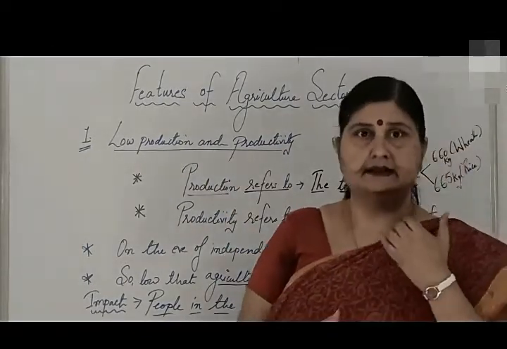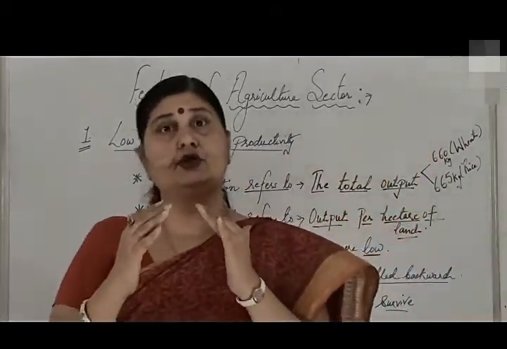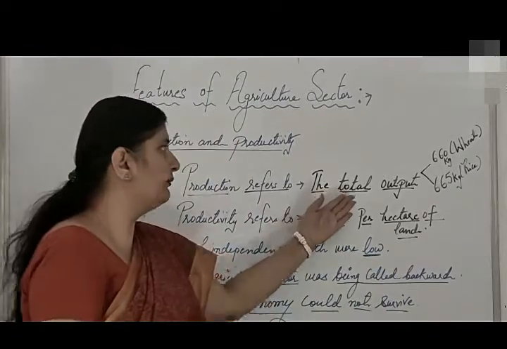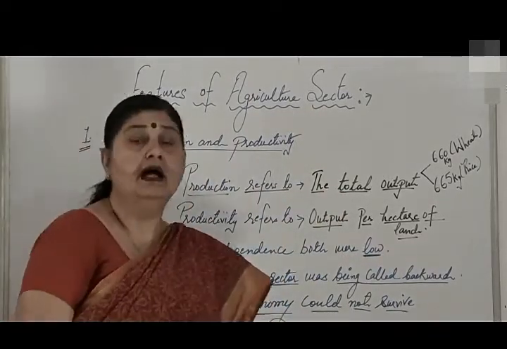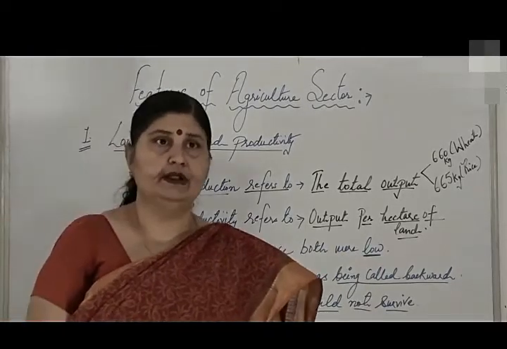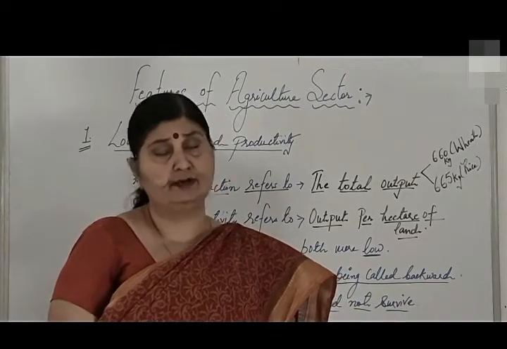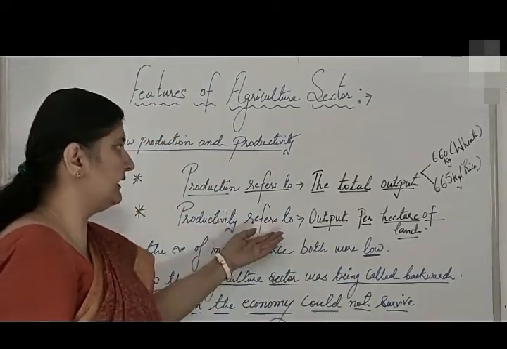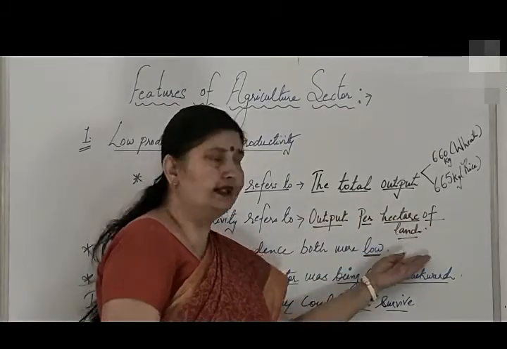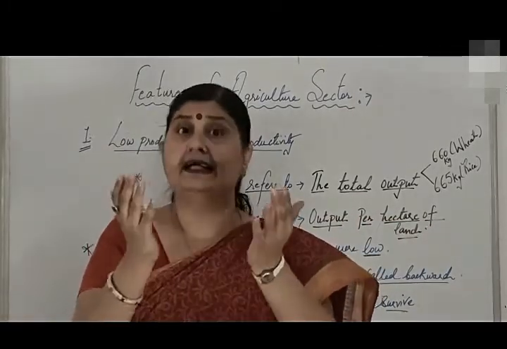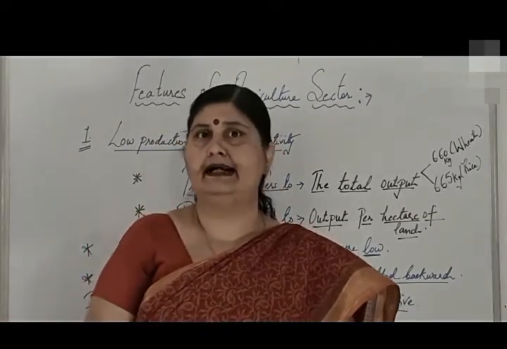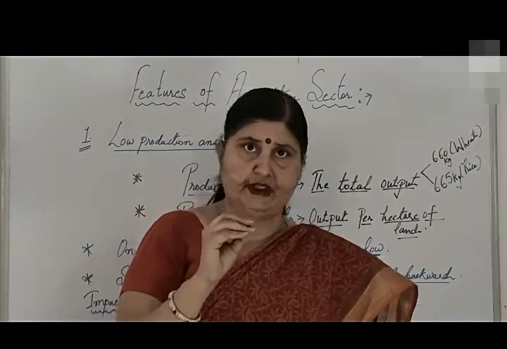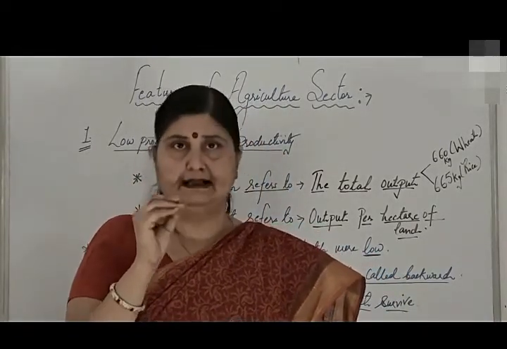Now what do you mean by the term production? Production means the total output from the land area cultivated by the farmer. The total output which we get refers to the term production. At that time, the production was very low in the Indian economy, and the productivity was also very low. Now, what do you mean by the term productivity? Productivity means output per hectare of land. That means the per hectare yield which we are getting by cultivating the land area from the farming activity or agricultural processes. So, production and productivity were both very low at that time.